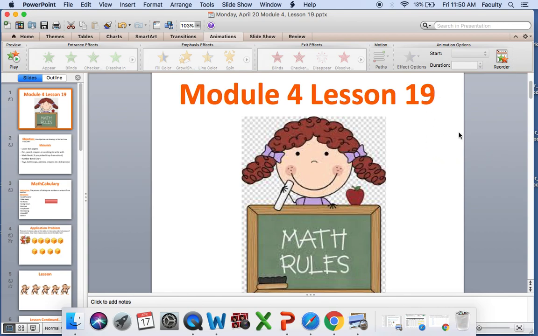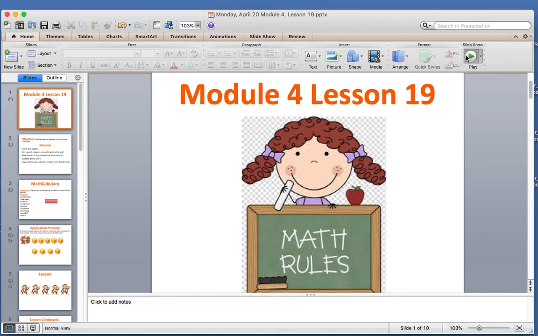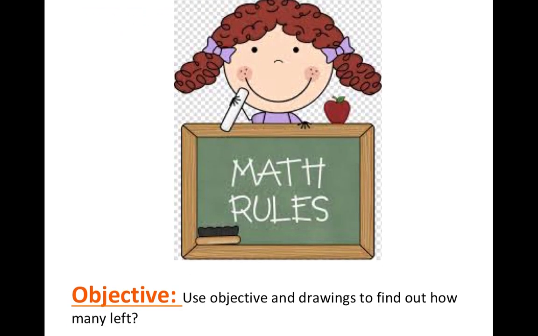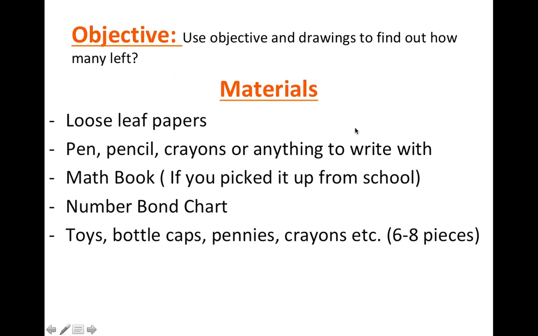So today we are going to do module 4, lesson 19. And the objective of the lesson is to use objects. It's supposed to say object and drawings to find out how many are left. And the materials we'll be needing are some loose leaf paper, something to write with, your math book, your number bond chart, and anything you can find around the house. Make sure you have about 6 to 8 pieces.